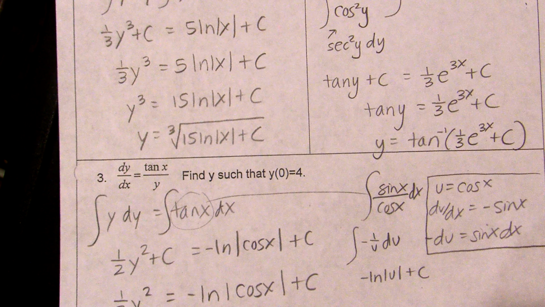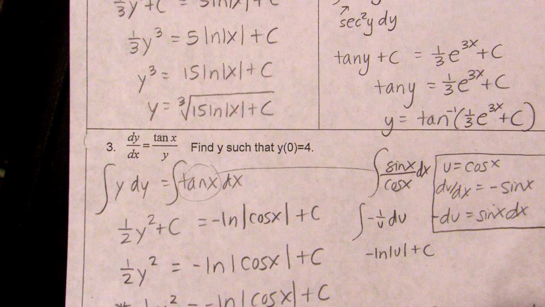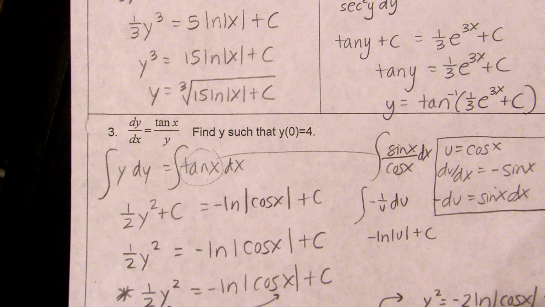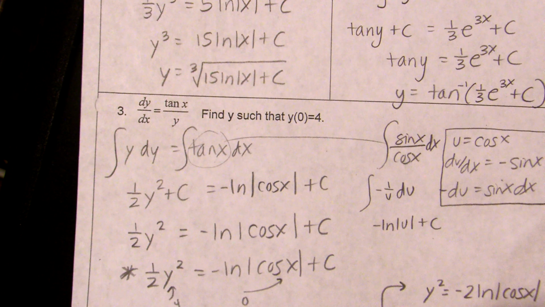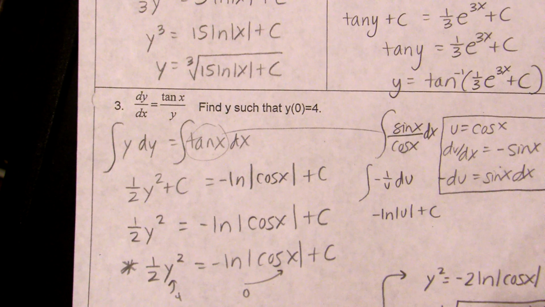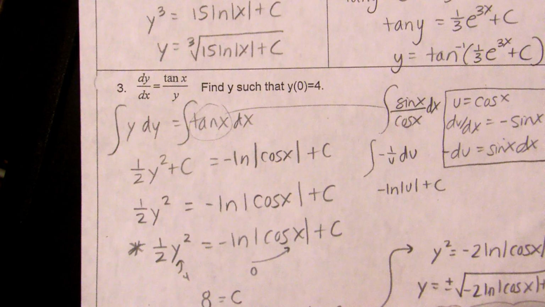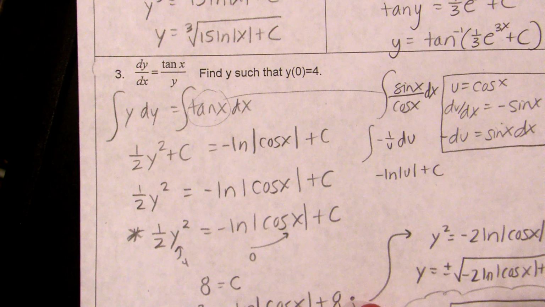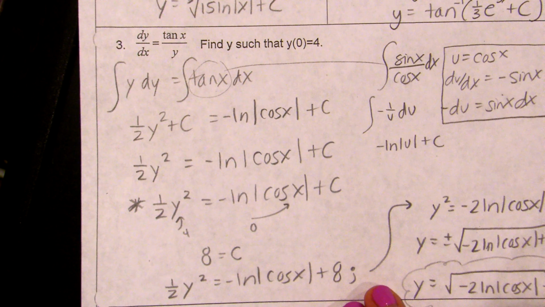So a c and a c make a c. At this point is when you stop, time out, and find the c. And so you plug your point in. So pop a 0 in, pop a 4 in. And I got that c is 8. So now you plug the c back in and you solve for y.